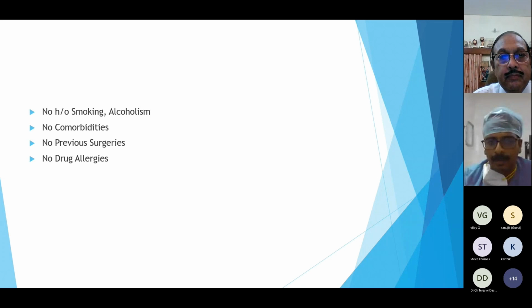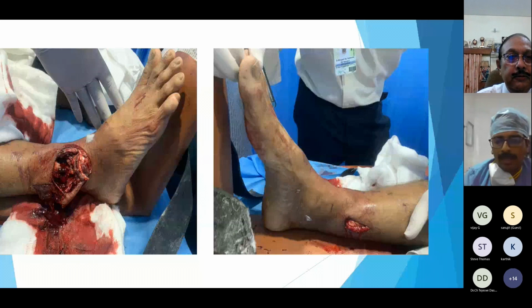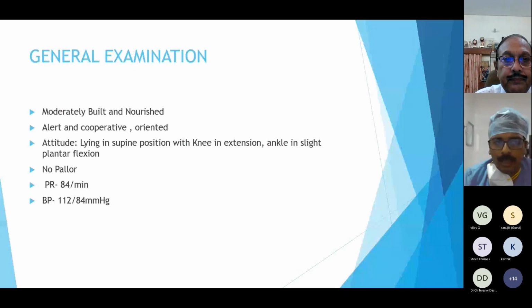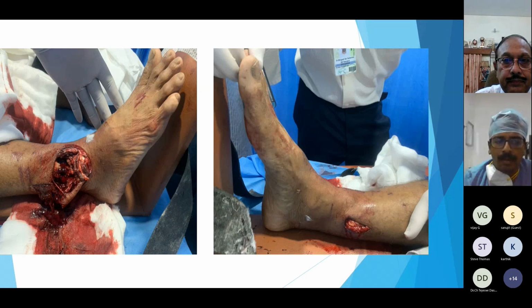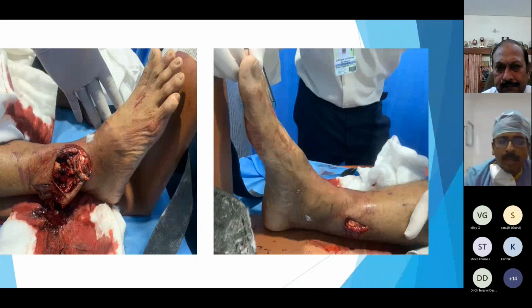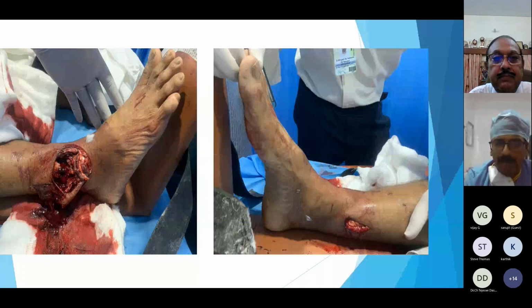This is the presenting picture. On examination, there is a 5 into 6 centimeter soft tissue defect involving the lateral aspect of the lower leg, extending from almost up till the lateral malleolus and proximally 5 to 6 centimeter.